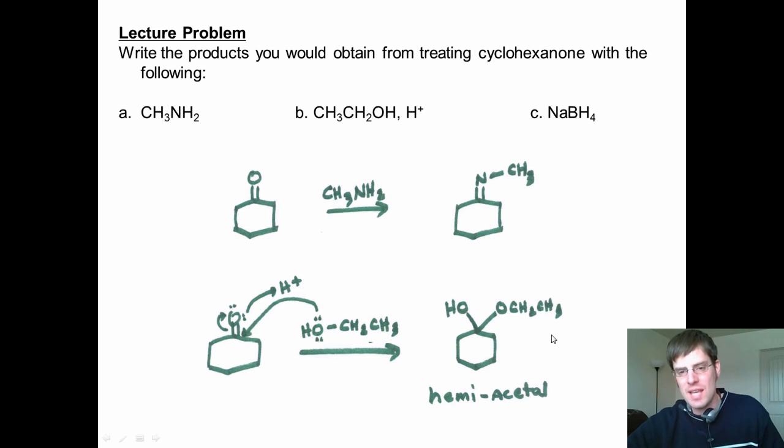If you continue taking this hemiacetal through the reaction sequence with this acid catalyst and more alcohol, it will ultimately make the complete acetal, which has 2 ethoxy groups here coming off of this carbon. I have not drawn that product in this slide, but I imagine that you guys can figure that out on your own.